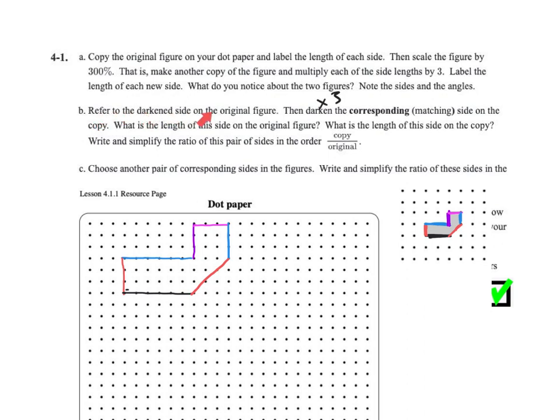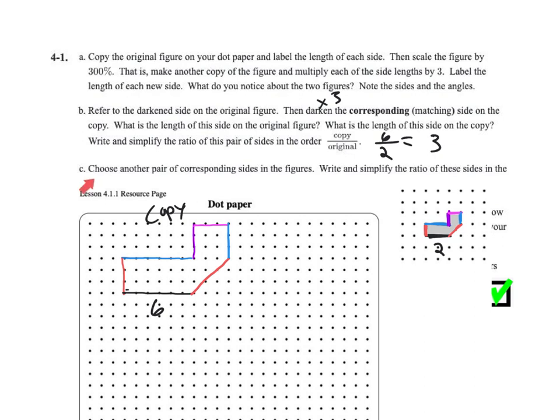Now it says refer to the darkened side of the original one, which was this side right here that I've got in black. It says then darken the corresponding matching side on the copy. Okay, so that is that guy there. And it says, what is the length of this side of the original figure? Well, the original is 2. And then it says, what is the length of the copy? It is 6. So then it says, write and simplify this ratio: copy divided by original. Well, my copy is this side, so that is going to be 6. My original is 2. And then it says to simplify this, so 6 divided by 2, that's just the number 3.